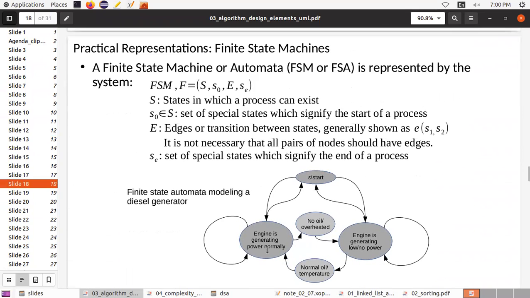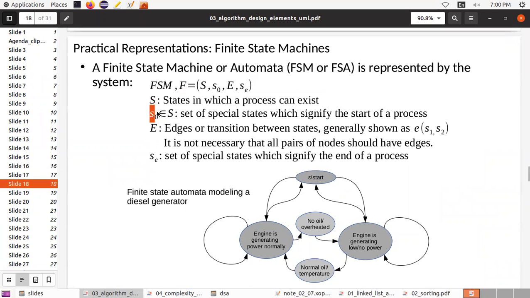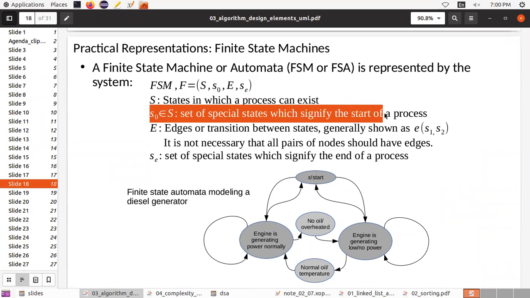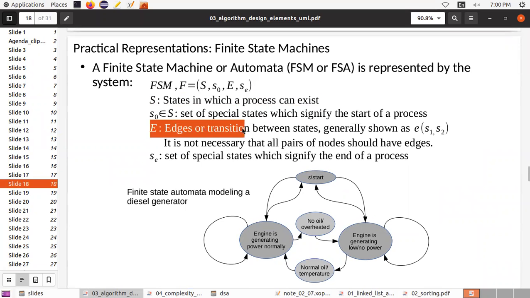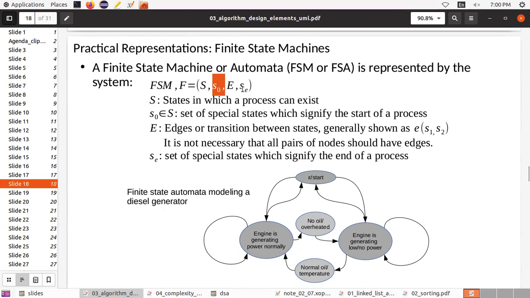Yeah, so a finite state machine or a finite state automata is represented by the following system. It is represented by a set of states, S. And S0, which is a special set of states which indicate the start of a process. There are edges which allow you to transition from one state to another state. And SE, which is a set of special states which signify the end of a process. So S0 and SE will be part of S only. So S will contain S0 and SE as well, but sometimes they are written separately. The start states and the end states are written separately.